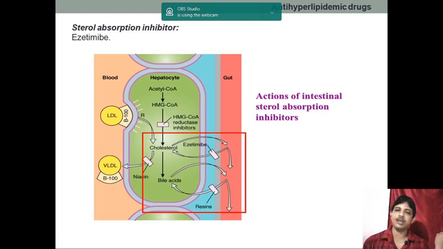So this is also a very important drug. These are the different drugs we can use as a treatment of the hyperlipidemia.